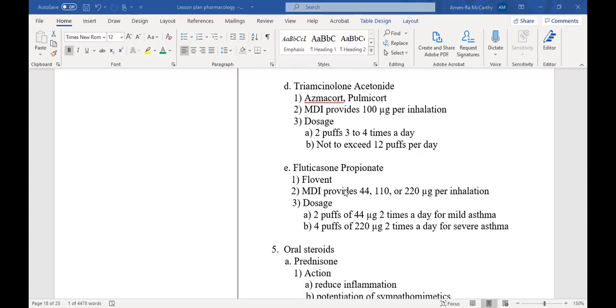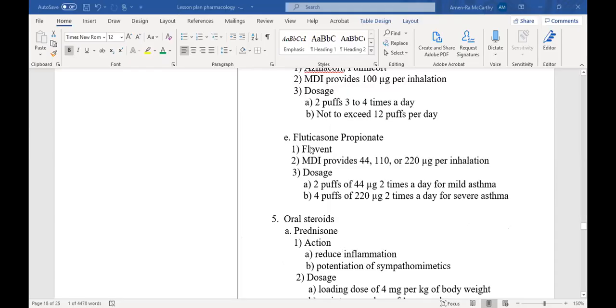It comes in an MDI and provides 44, 110, or 220 micrograms per inhalation. So you can select: Flovent 44, Flovent 110, or Flovent 220. You just pick whichever one the doctor gives you. The 44 micrograms is for mild asthma, and people who have severe asthma get the 220 dose. Fluticasone propionate is the generic name for Flovent. We are talking about inhaled steroids.